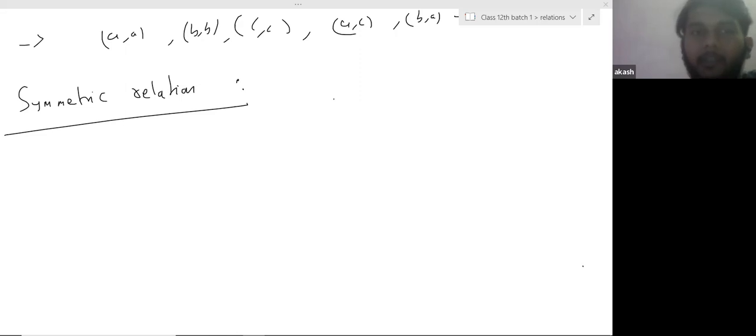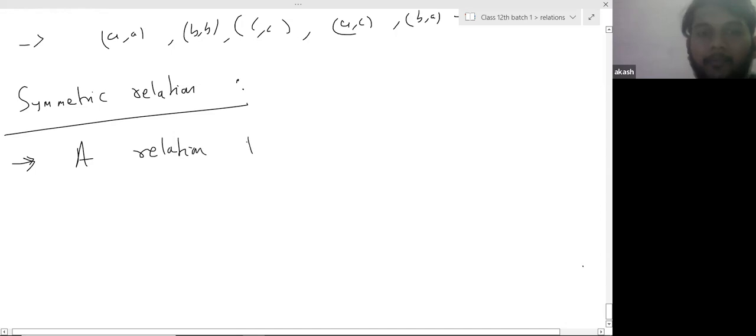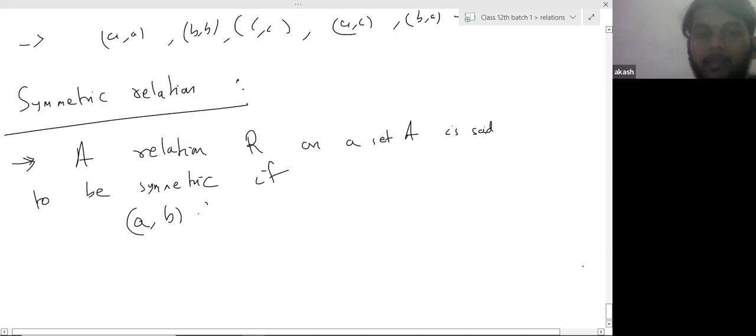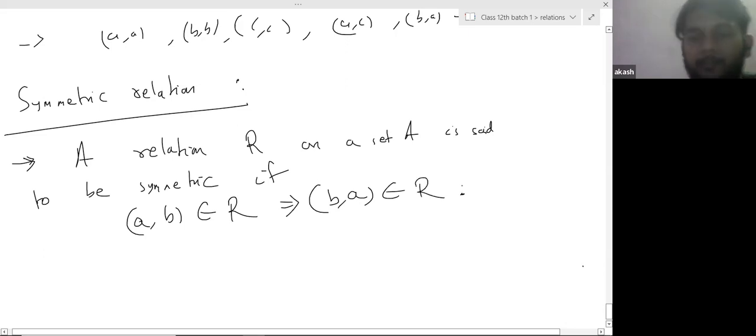All right. Today we're going to learn about symmetric relation. So what is symmetric relation? First understand, and I'll give you enough time to write. A relation R on a set A is said to be symmetric if (a, b) belongs to R implies that (b, a) also belongs to R. All right. What does this mean?